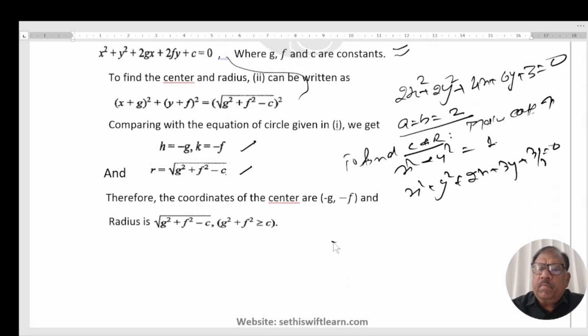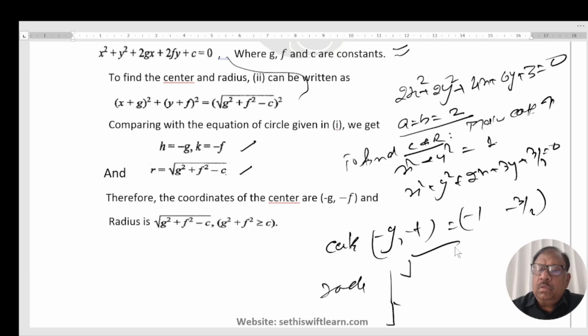Then center will be (minus g, minus f), that is g is 1 and f is 3 by 2. This is the center. Radius is under root g square plus f square minus c. Put the values in, that is the answer. Here c is 3 by 2.